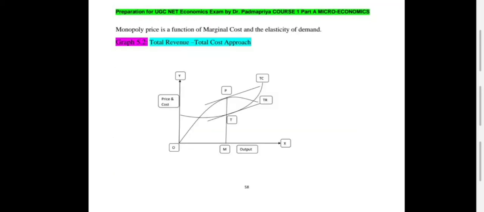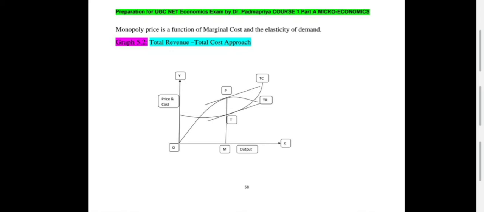Monopoly price is the function of marginal cost and elasticity of demand. Under graph 5.2, we can study the total revenue and total cost approach. We have TR, which is the total revenue curve, and TC, which is the total cost curve of the monopoly. We have output taken along the x-axis and price and cost taken along the y-axis.